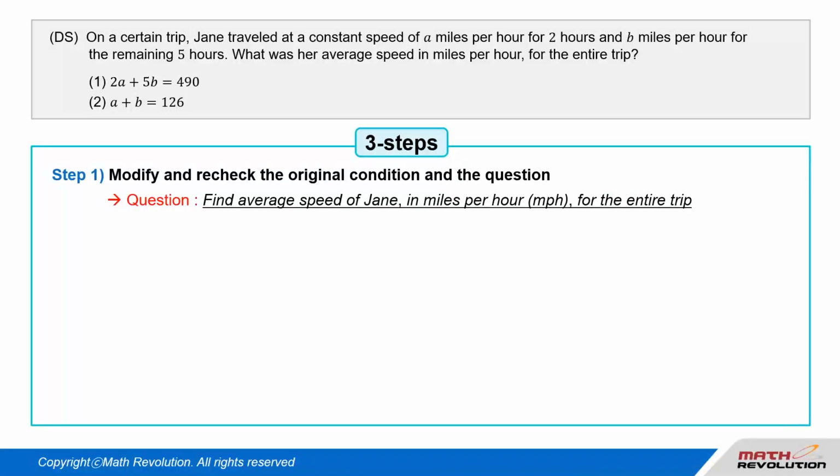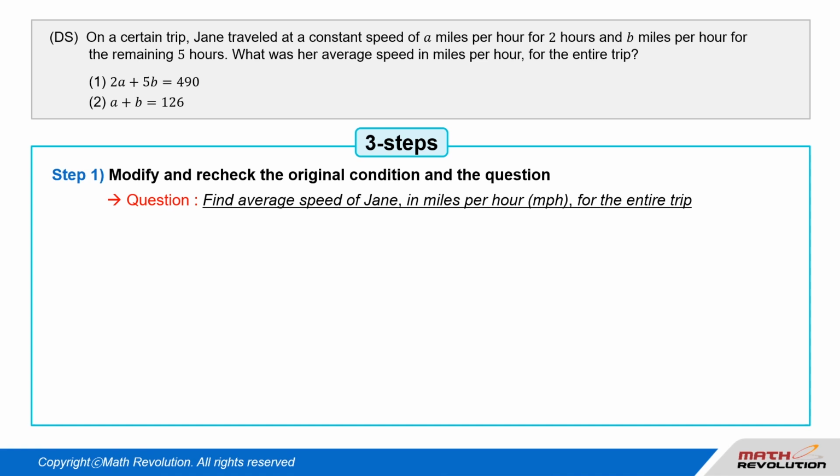Solution. Now we will solve this DS question using the variable approach. The first step of the variable approach, the first step and the priority, is to modify and recheck the original condition and the question to suit the type of information given in the condition. Let's apply the 3 steps suggested previously. Let's follow the first step of the variable approach by modifying and rechecking the original condition and the question.